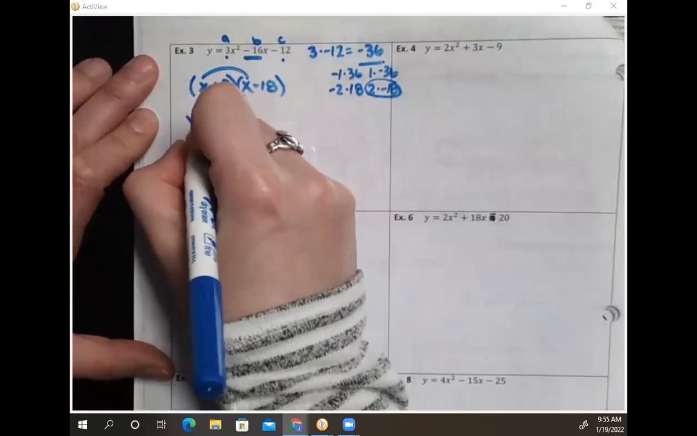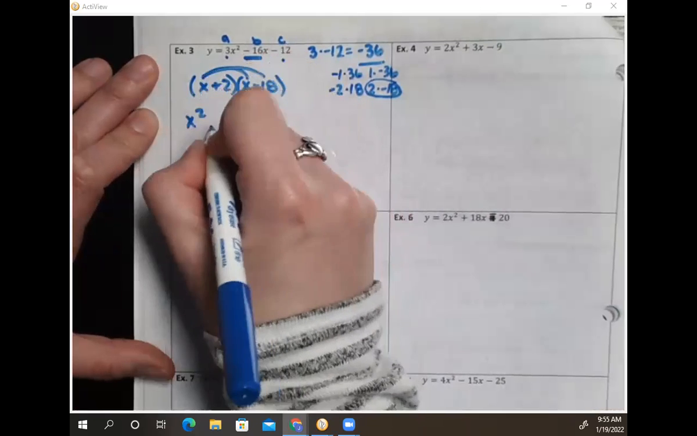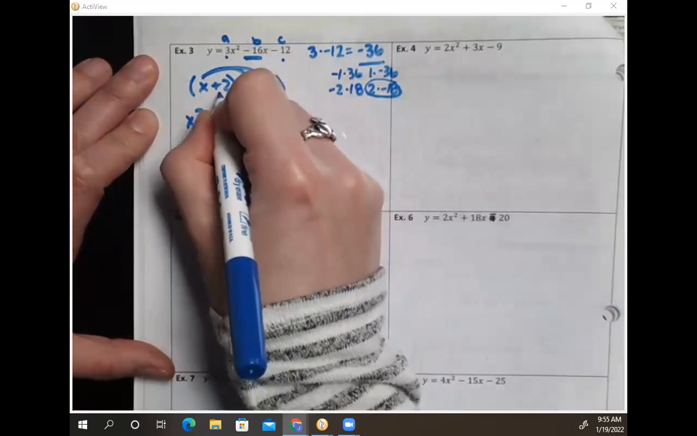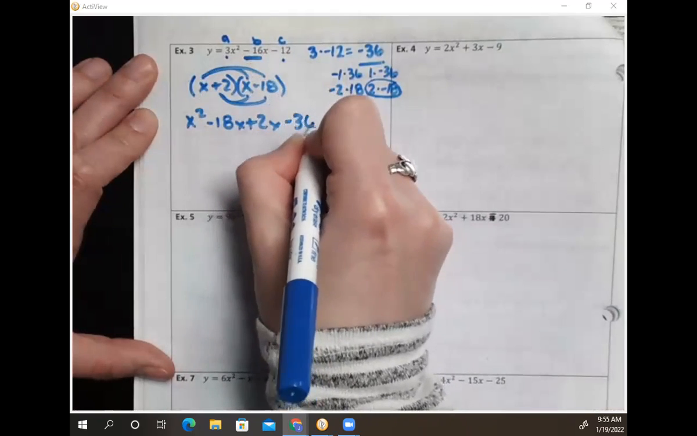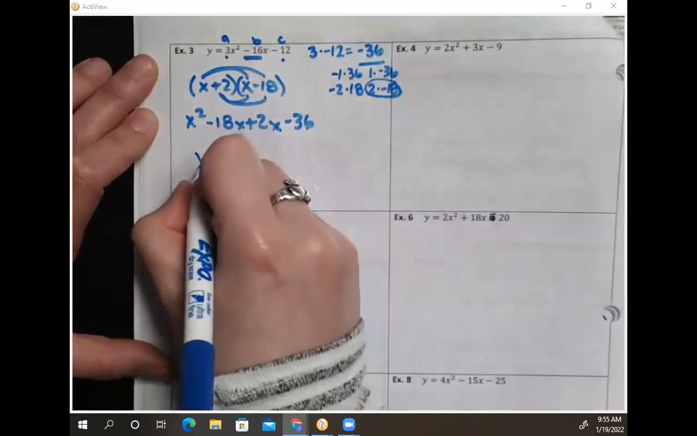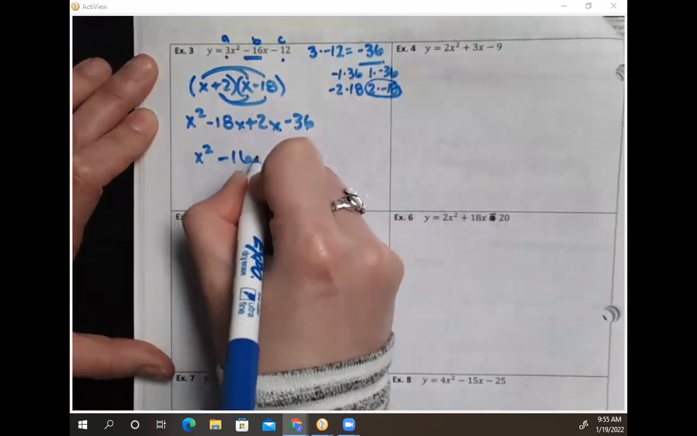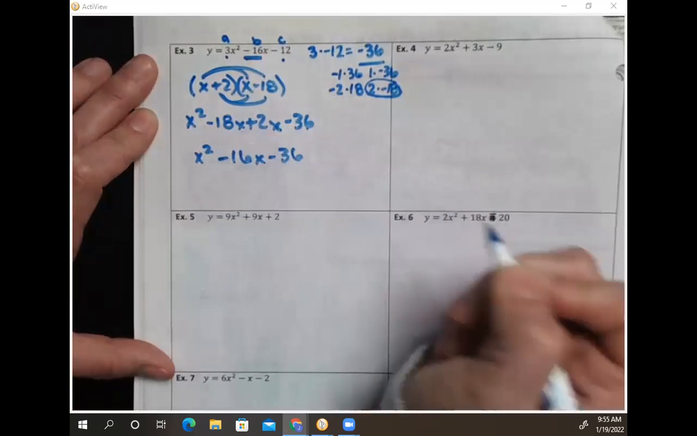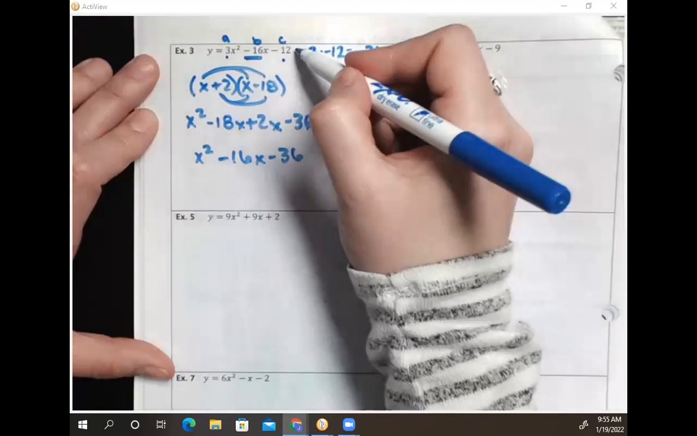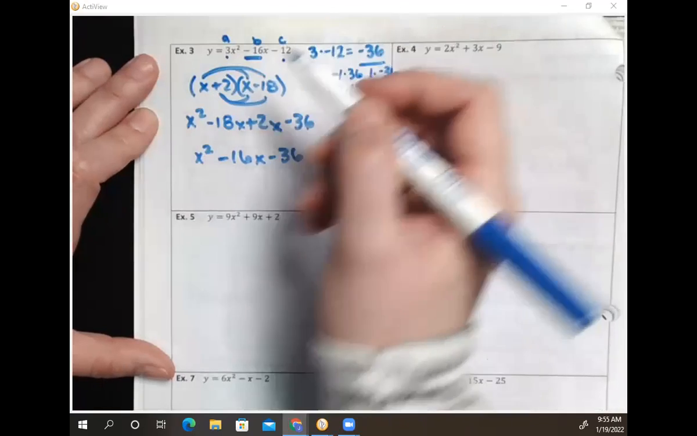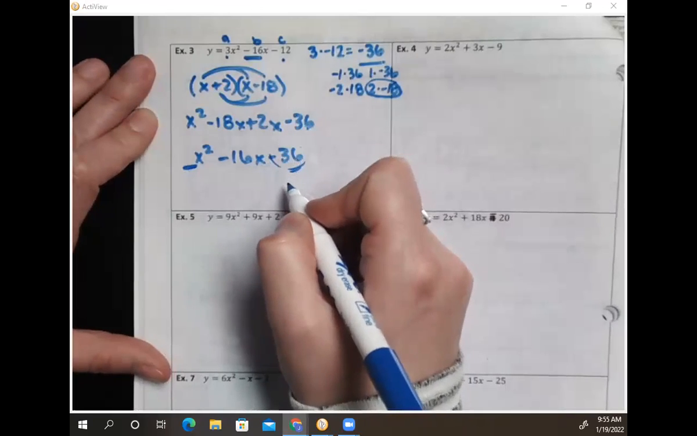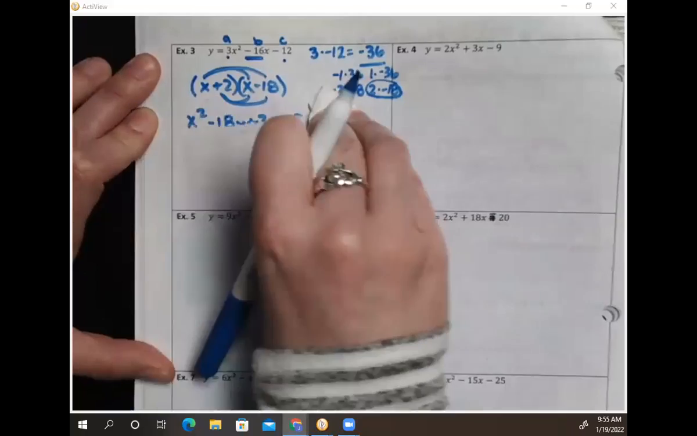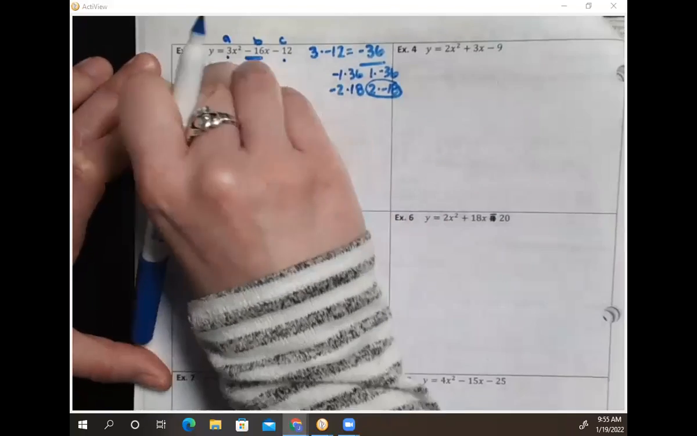If I distribute this back, I have x squared minus 18x plus 2x minus 36. If I combine my like terms, I have x squared minus 16x minus 36. Is that the same as what I had originally? No, I need a 3 in front of here, and this is not supposed to be 36. Okay, so I can't do exactly the same thing that we did before.